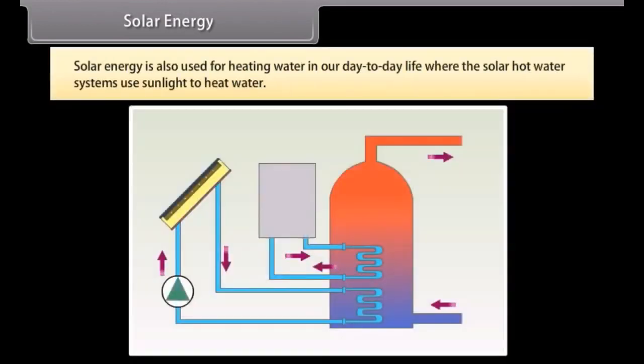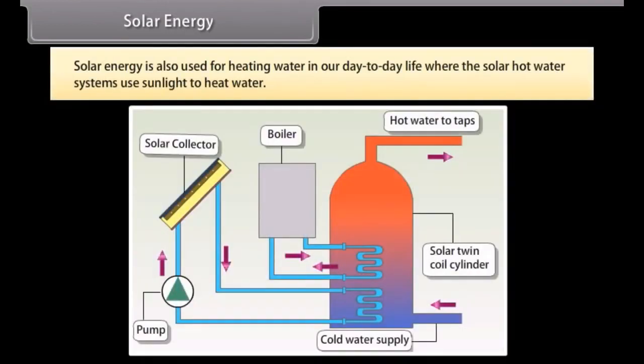Solar energy is also used for heating water in our day-to-day life, where the solar hot water systems use sunlight to heat water. In low geographical latitudes, the domestic hot water usage is provided for with temperatures up to 60 degrees Celsius by solar heating systems. The most common types of solar water heaters are evacuated tube collectors and glazed flat plate collectors, generally used for domestic hot water, and unglazed plastic collectors used mainly to heat swimming pools.